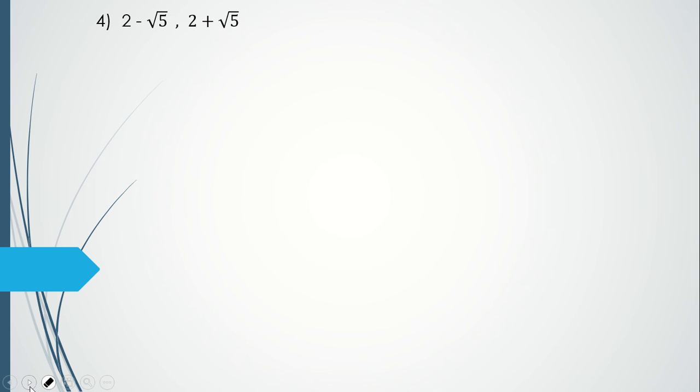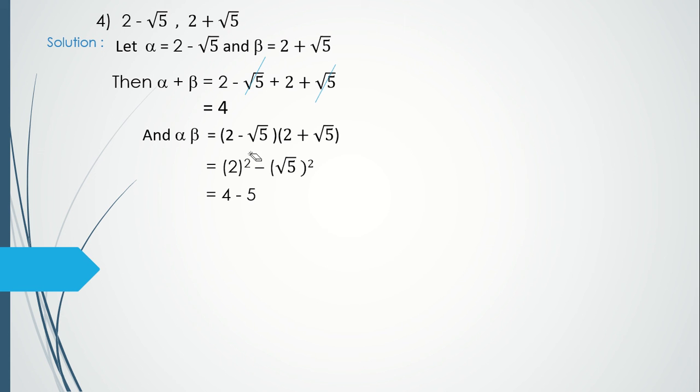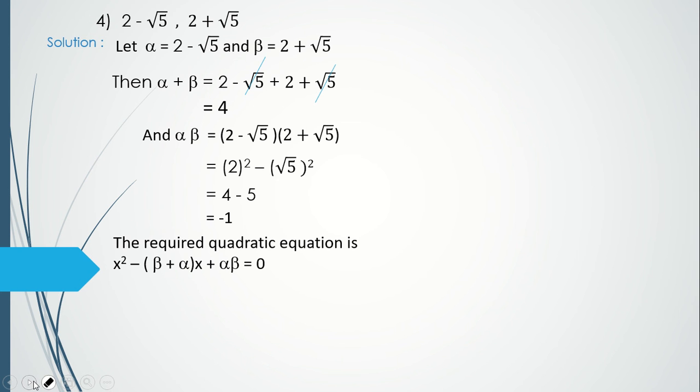And now we will do this as the last sum. Okay, this is alpha and this is beta. So just find out alpha plus beta first, because we are going to need that in the formula. Minus minus gets cut, plus 4. And alpha beta is, use a minus b, a plus b formula. So that is a square minus b square. a square is 4, root 5 square is 5. 4 minus 5 is minus 1. Therefore the required equation is going to be alpha plus beta, put 4 here, x square minus 4x, and here minus 1.